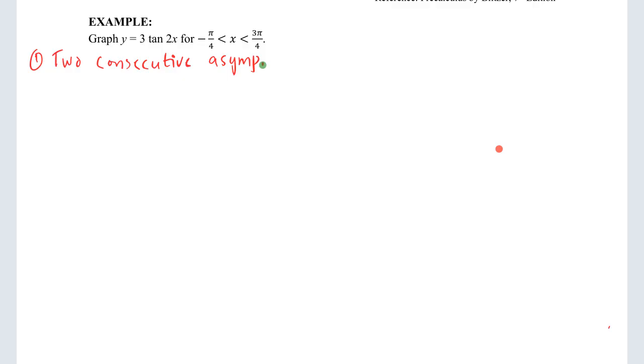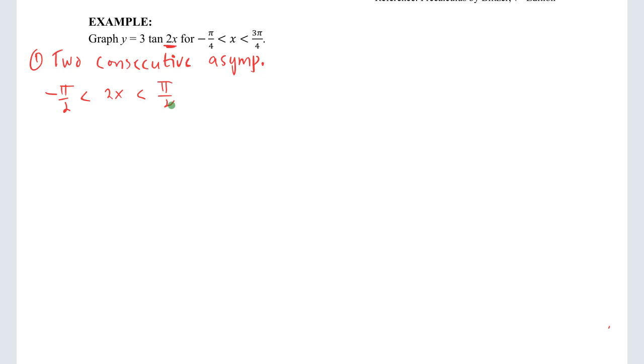Two consecutive asymptotes. In this case, we will start from negative pi over 2 less than, and then all we need to do is use the input from the tangent function, which is 2x, and then less than pi over 2. Once again, why are we using this? I have shown you the picture of a portion of the parent function of the tangent function.